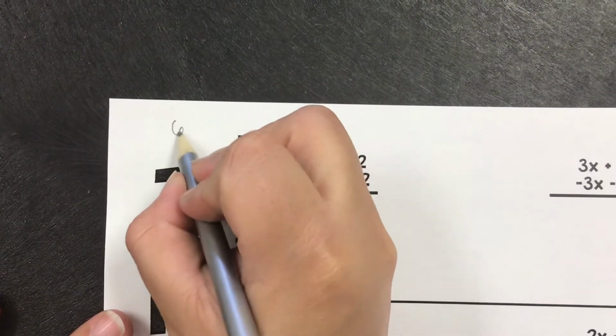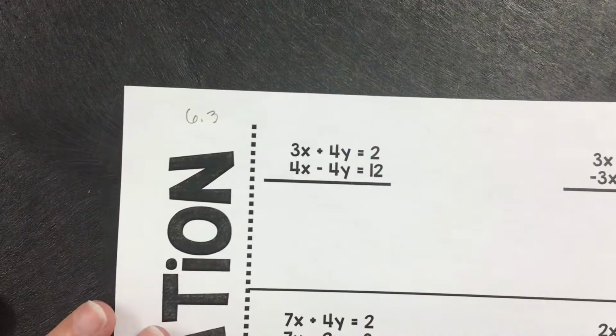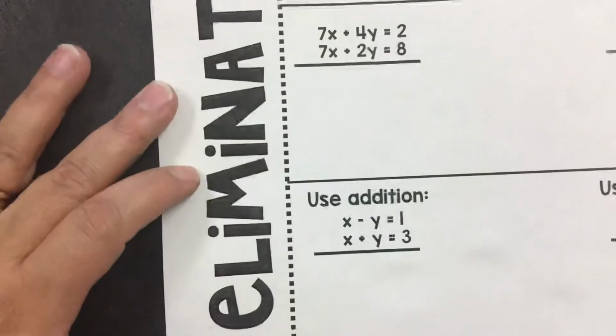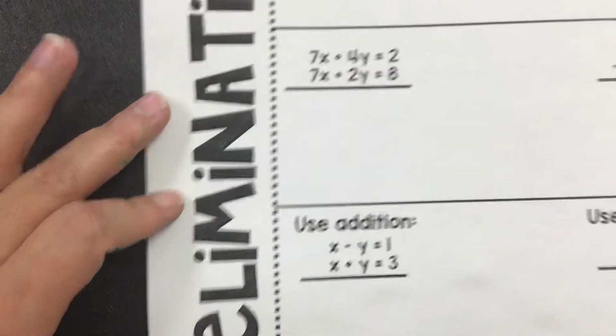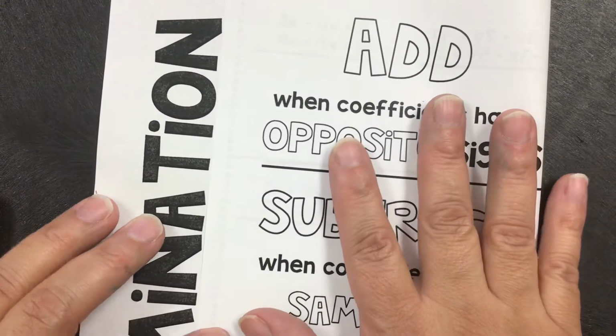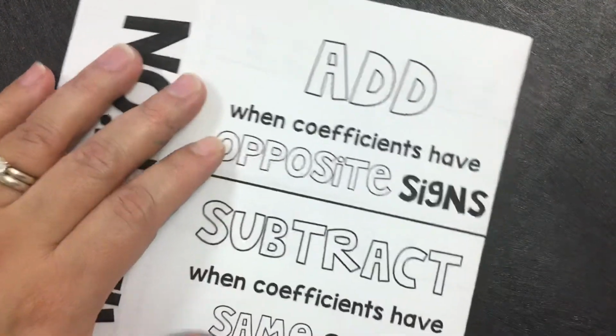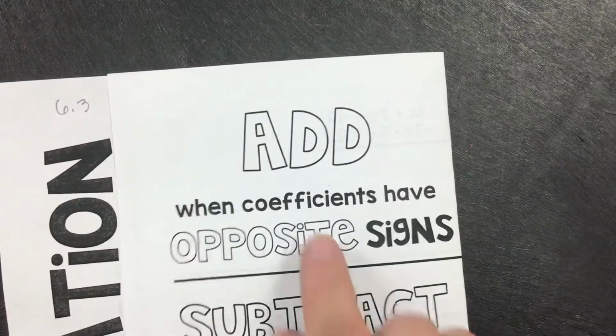This section is 6.3, and what we're doing is we're still solving systems of equations, but this method is called elimination. And so we're going to fold it over like this. And then we're looking at special situations where we have coefficients.